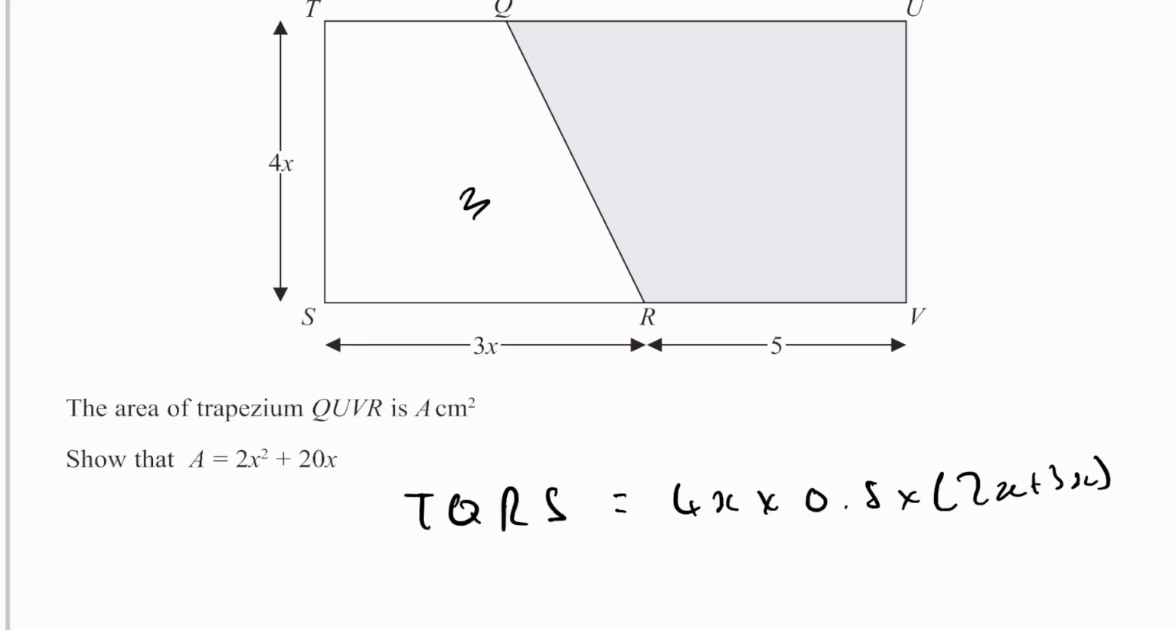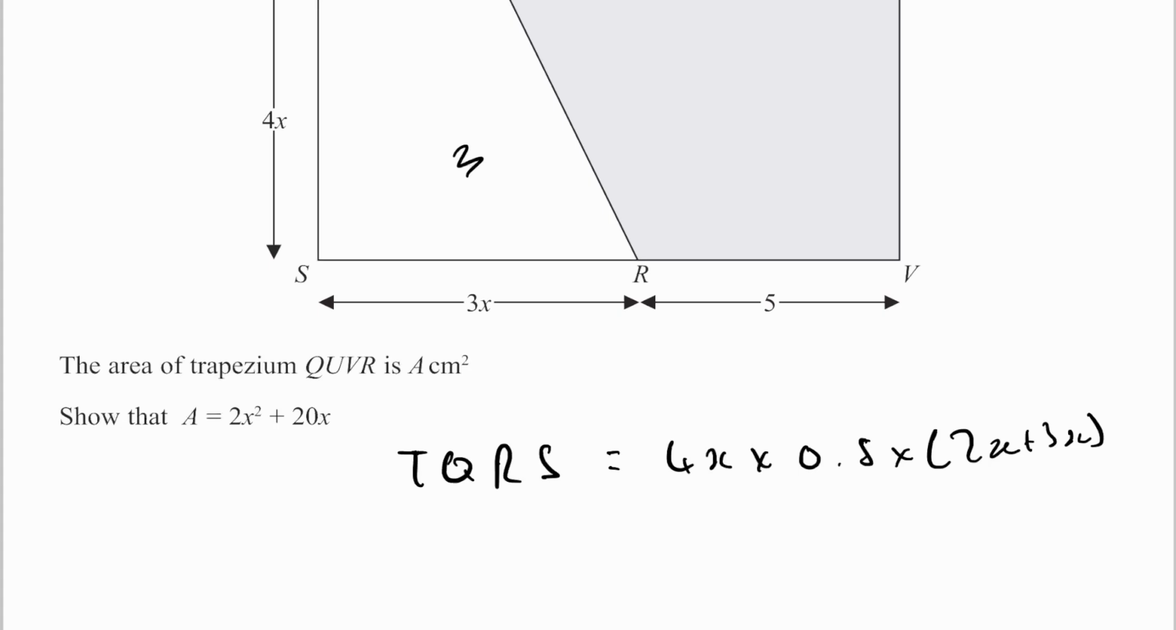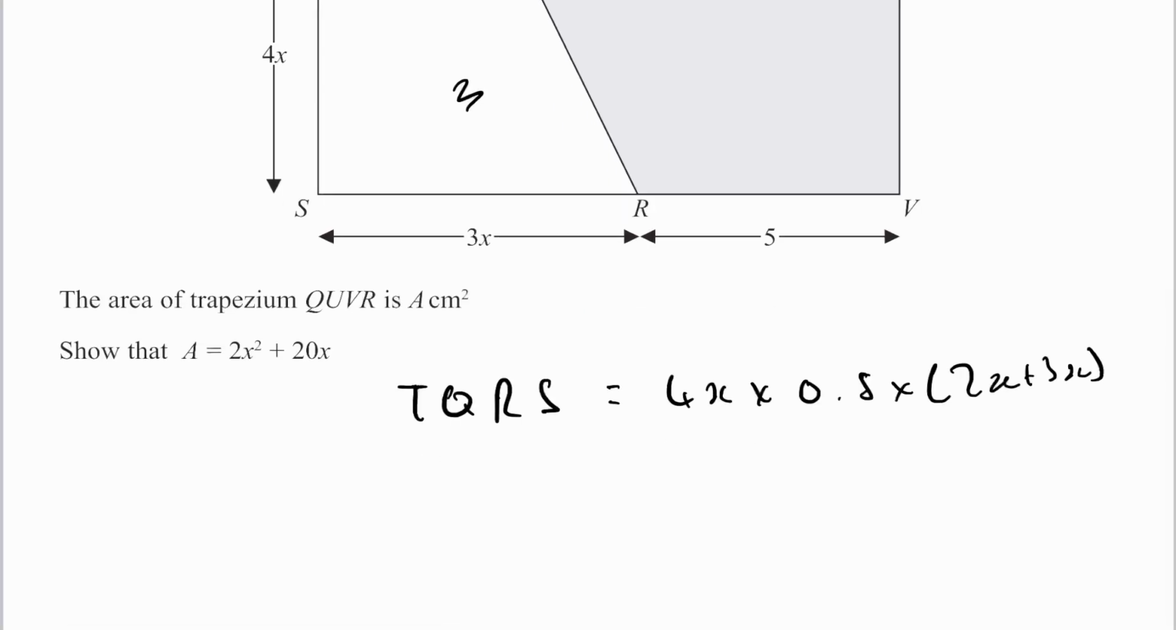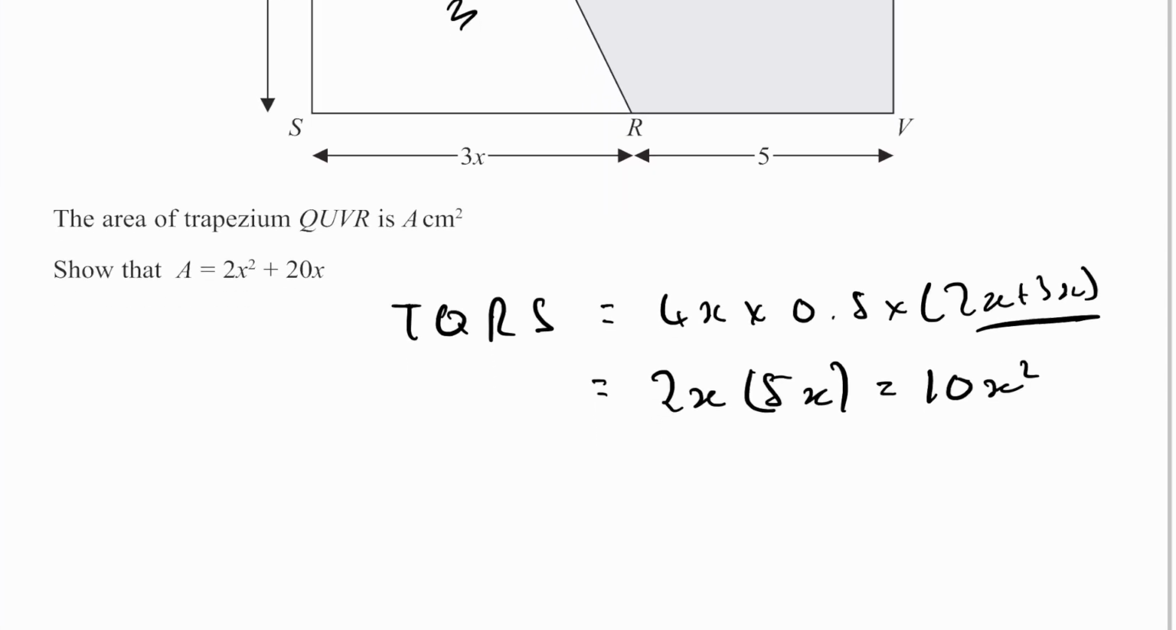It doesn't really matter what order you do this in, but basically it's 4x multiplied by half of the sum of the other two sides. If you work out what that is, 4x divided by 2 gives you 2x, multiplied by 5x. And if you multiply those together, you should get 10x squared. Okay, so that's the trapezium TQRS.